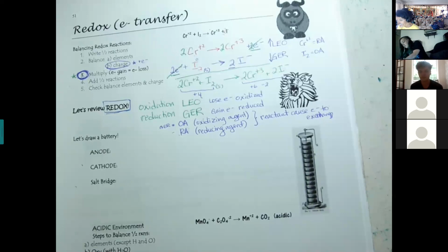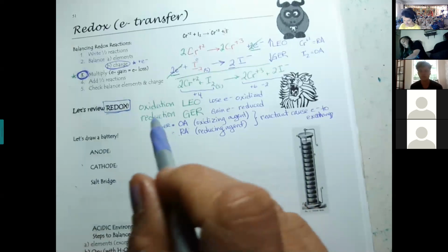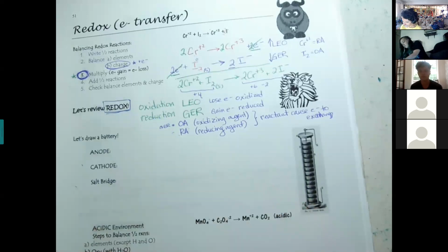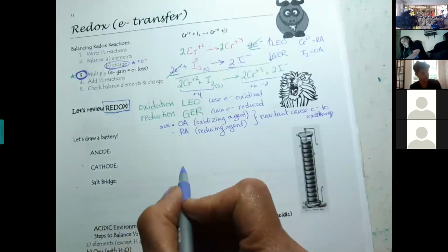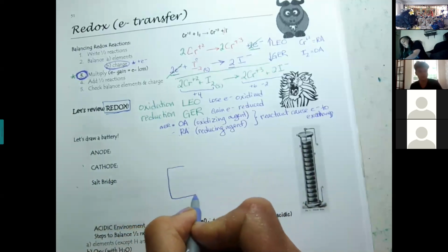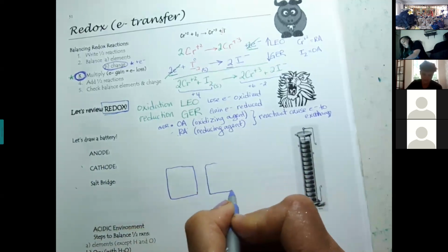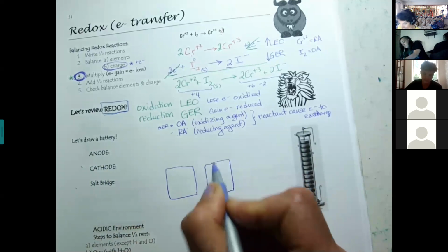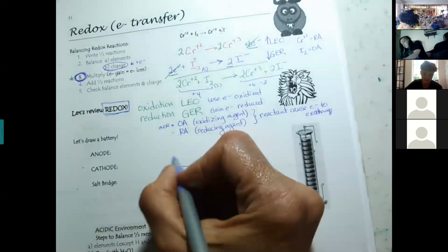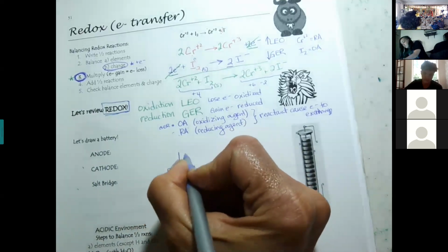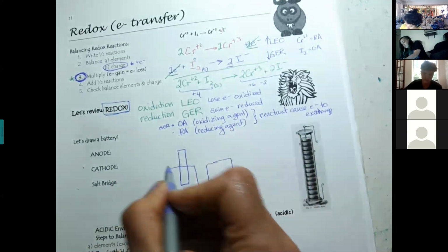All right, so we're going to draw a battery with this equation up here. And a battery always has 2 parts. It has an anode and a cathode. So this first battery that we're going to draw, we're going to make it as 2 compartments. We'll separate the 2 compartments. So in a battery, there are 2 parts and they are separated. And you have to have an electrode. So that's an electrode.